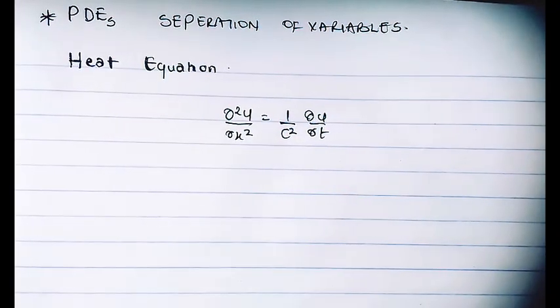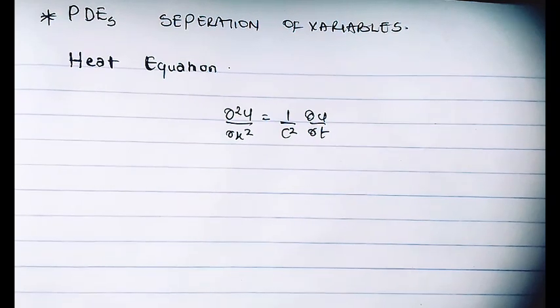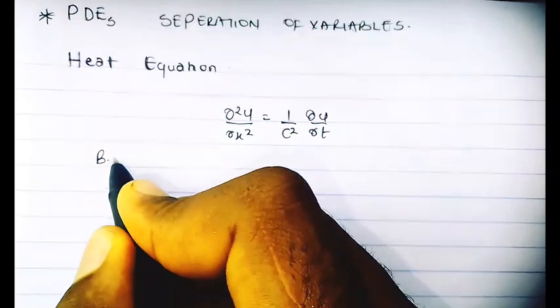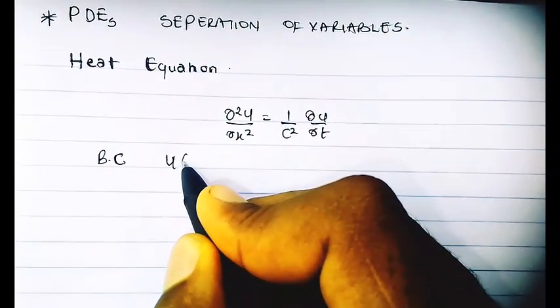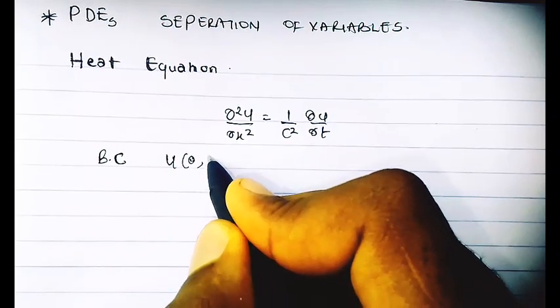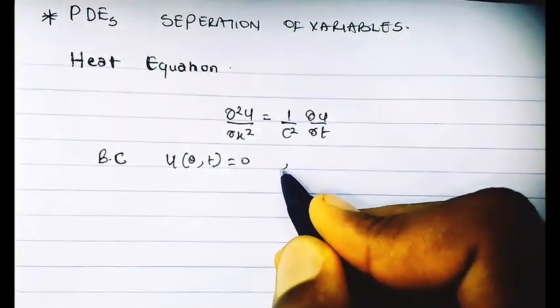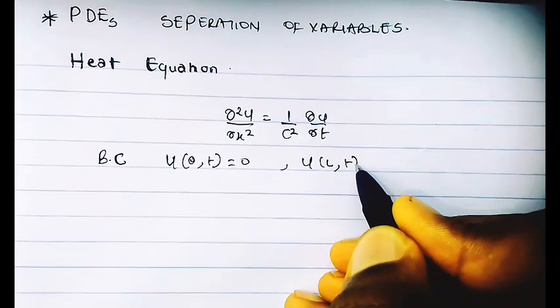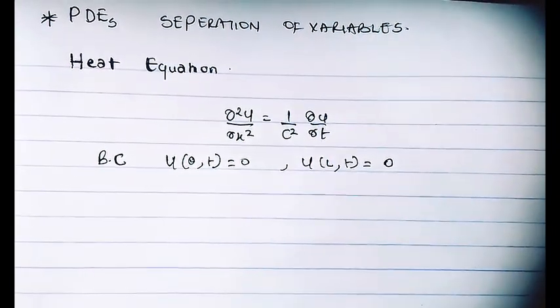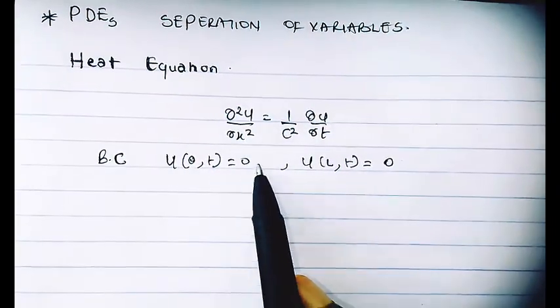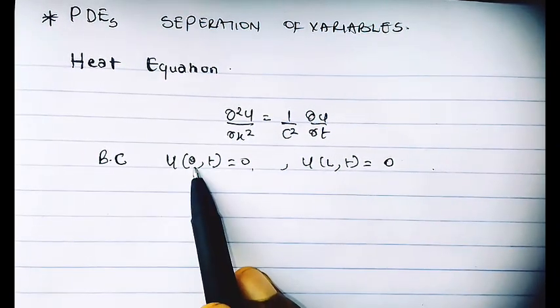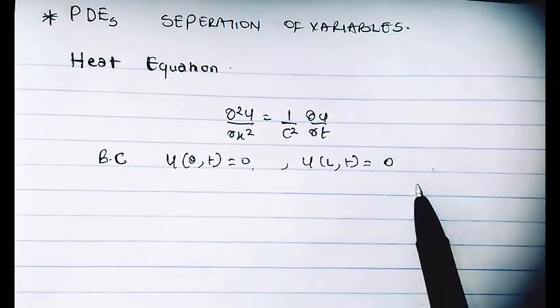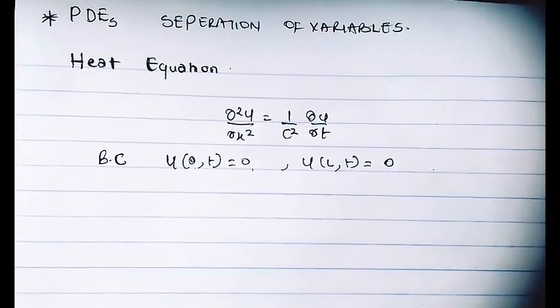Before we start solving, just like the wave equation, we will have boundary conditions and an initial condition. The boundary condition, just like our previous video, will look like this: when x is equal to 0, u will be equal to 0, and when x is equal to L, u also will be equal to 0. This can be equal to any number, but mostly what we consider is 0. So this is the boundary condition.